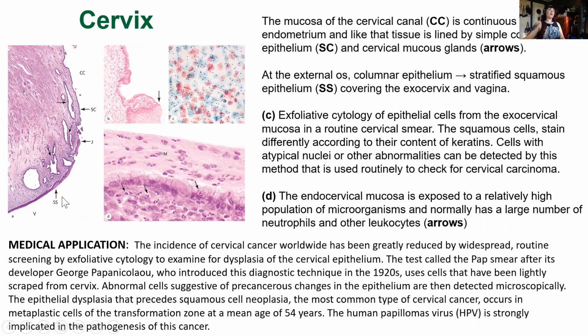So at the external os, we get this transition from columnar epithelium to stratified squamous epithelium, marking the onset of the vagina and the covering of what's called the exocervix, which is the outside portion, so not the cervical canal.